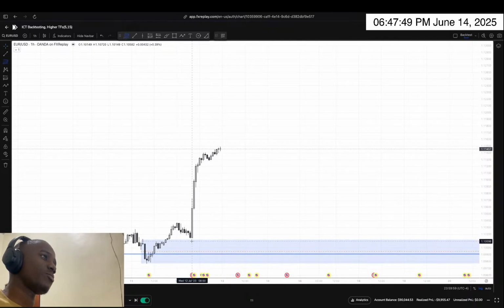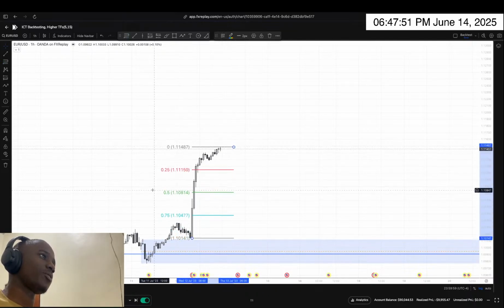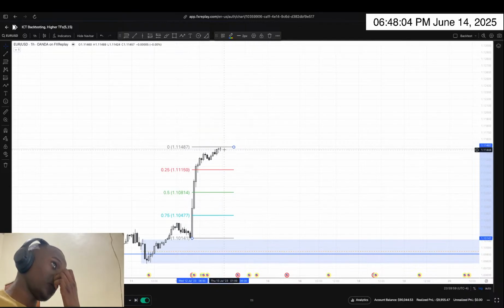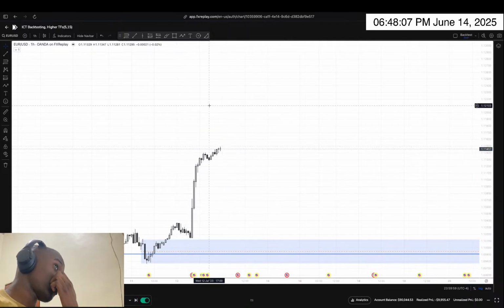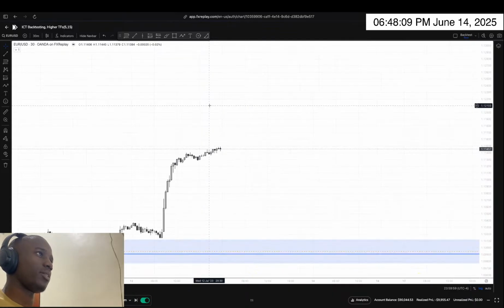So from this low, this high, you can see the midpoint is on this fair value gap. So if we drop, we can expect a small bounce off the gap maybe, then continuation to the downside, or a small bounce somewhere in these zones right here. Anyways, let's remove this, then I'll go to the 30 minute time frame.